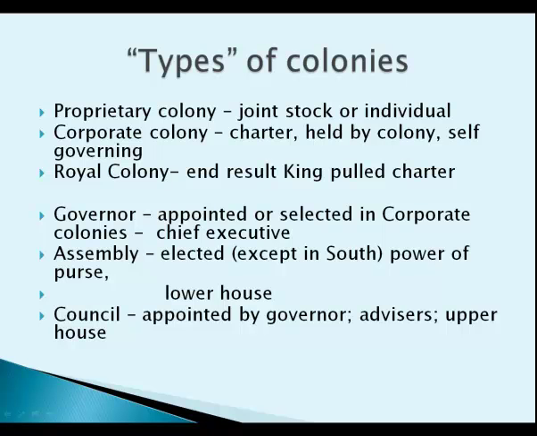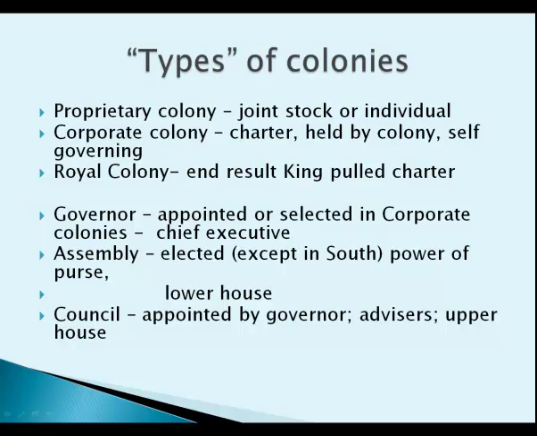In each colony, you had a governor. He was the chief executive. He was either appointed or selected. He couldn't be appointed in the corporate colonies; he was selected. In the proprietary colony, the joint stock individuals would select him. You had an elected assembly, except in the South. This elected assembly, I said, had the power of the purse. The power of the purse simply meant you had the power to tax.